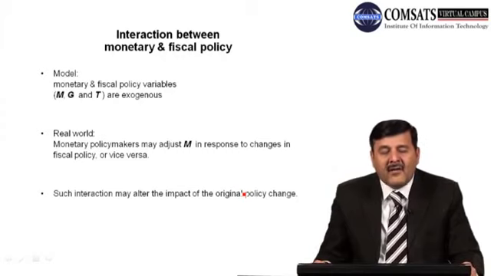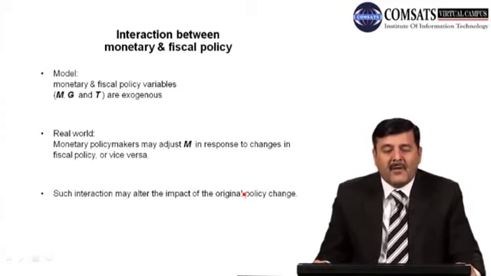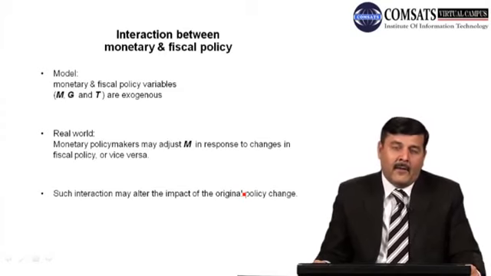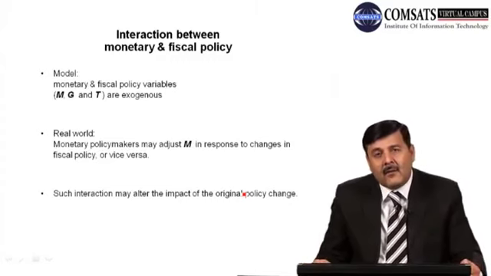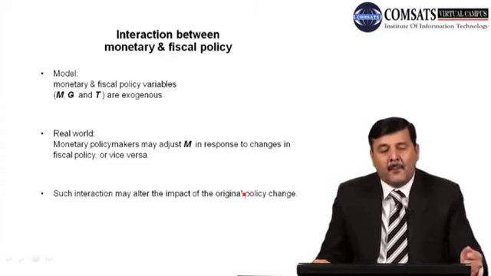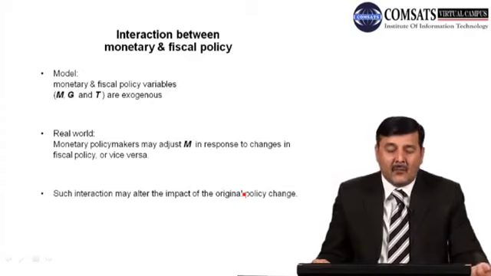मॉडल क्या है? Monetary and fiscal policy variables M, G and T are exogenous, but in the real world monetary policy makers may adjust M in response to change in fiscal policy or vice versa. Normally मॉडल में हम assume कर रहे हैं कि M, G and T given है, constant है, but practically real world दुनिया में हकीकत में क्या होता है कि monetary policy makers can change M in response to any change in fiscal policy variable and vice versa.